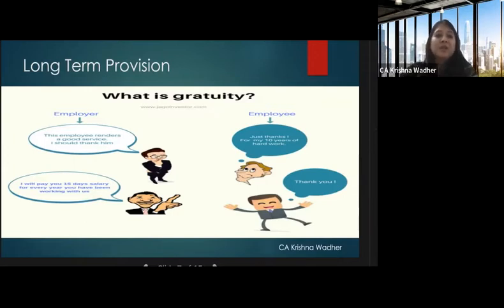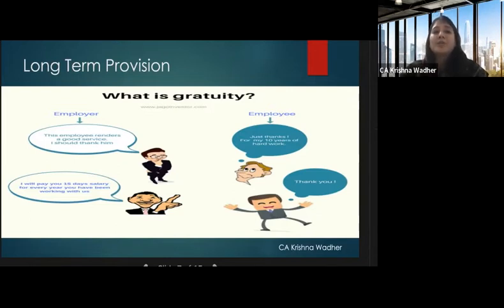Now, long-term provision. You'll also see a term called long-term provision. Not all the companies will have it. Whatever I'm discussing here is generally part of the balance sheet, but it is not necessary that all the companies will have all the key items which we are discussing. Some may have, some may not, but these come under the balance sheet.